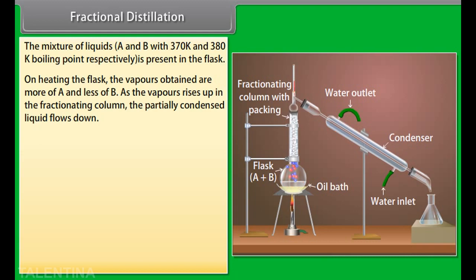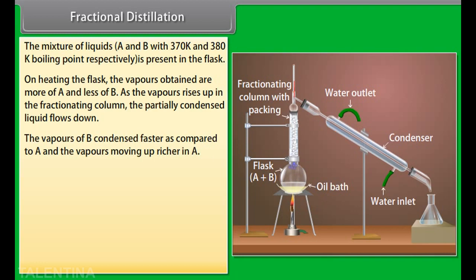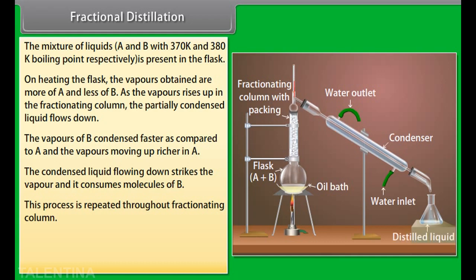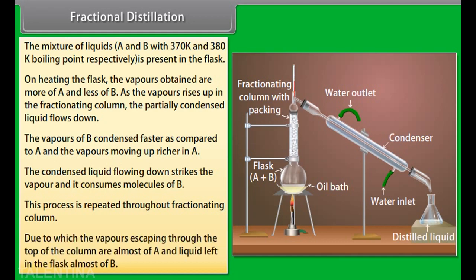As the vapors rise up in the fractionating column, the partially condensed liquid flows down. The vapors of B condense faster as compared to A, and the vapors moving up are richer in A. The condensed liquid flowing down strikes the vapor and it consumes molecules of B. This process is repeated throughout the fractionating column, due to which the vapors escaping through the top of the column are almost of A and the liquid left in the flask is almost of B.